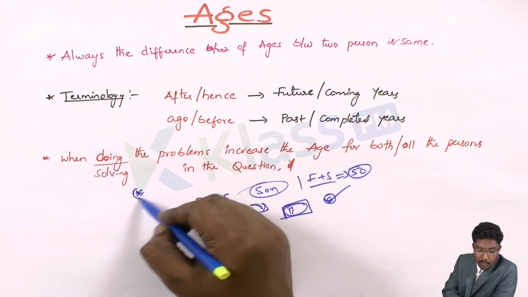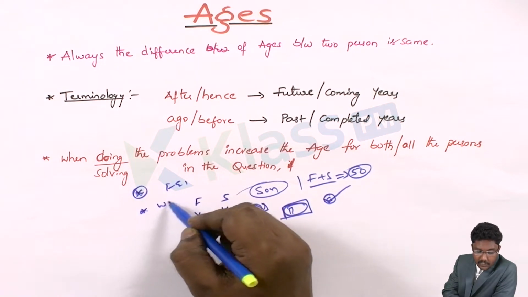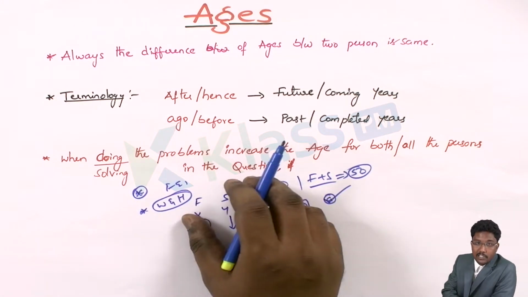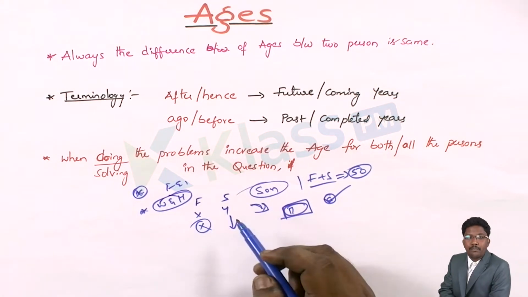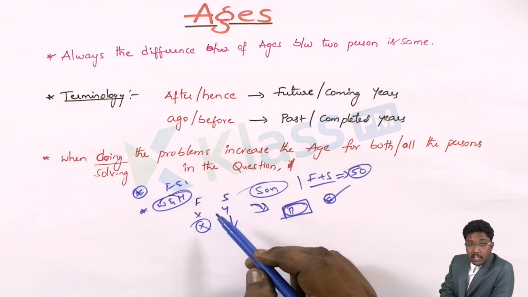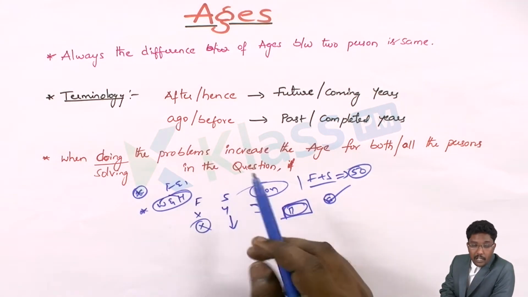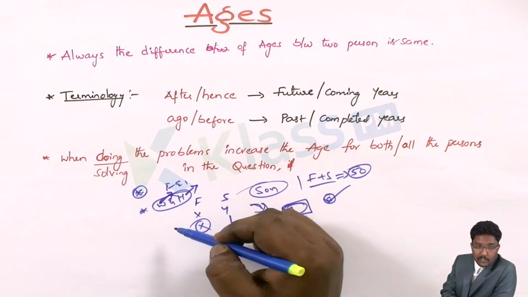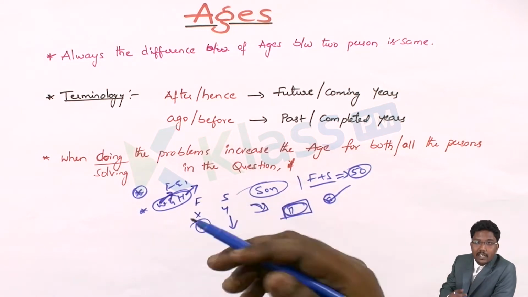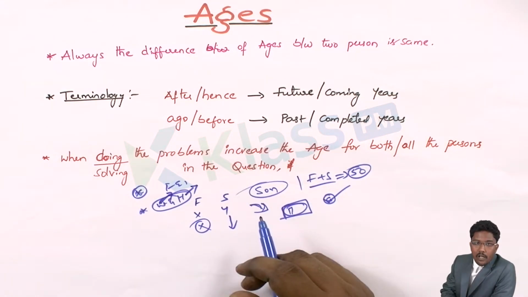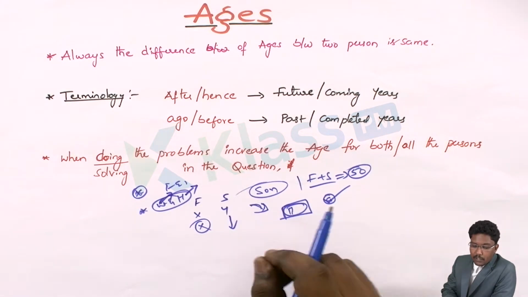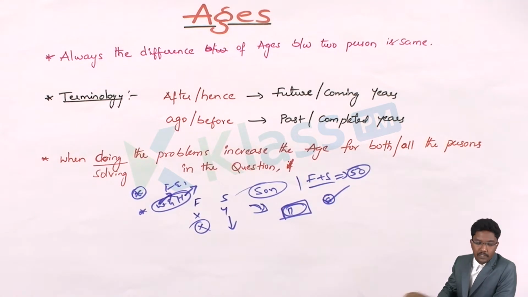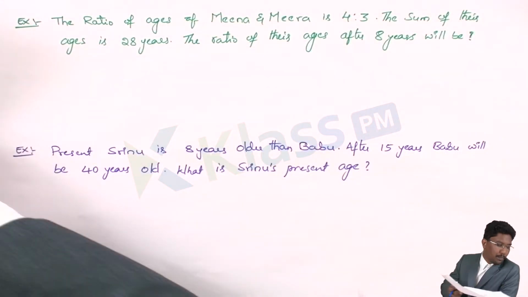So please remember this for father and son, wife and husband problems. When you are solving husband and wife related problems in ages, don't increase age only for the husband, increase age for the wife also, because both are getting older. So increase age for all the persons in the problem. These are the main important points in ages. Let's go with the problems.